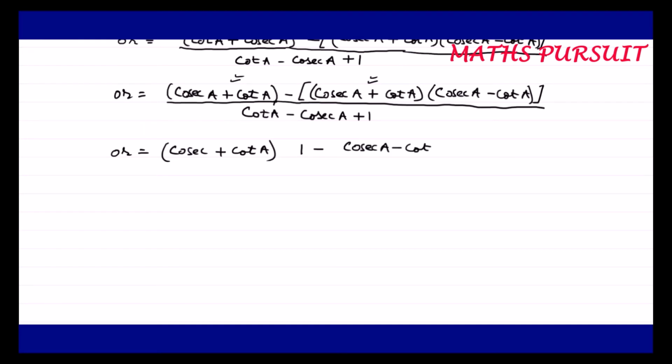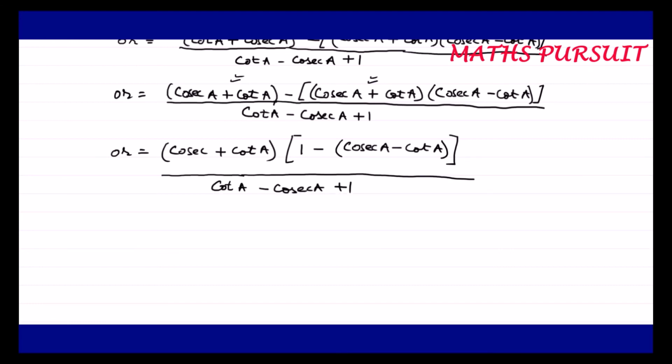minus cot A. Guys, the minus in this step can create some confusion, but we need to be very careful so that we can understand what we are doing here. I just took cosec A plus cot A as a common and took it outside, upon cot A minus cosec A plus 1.